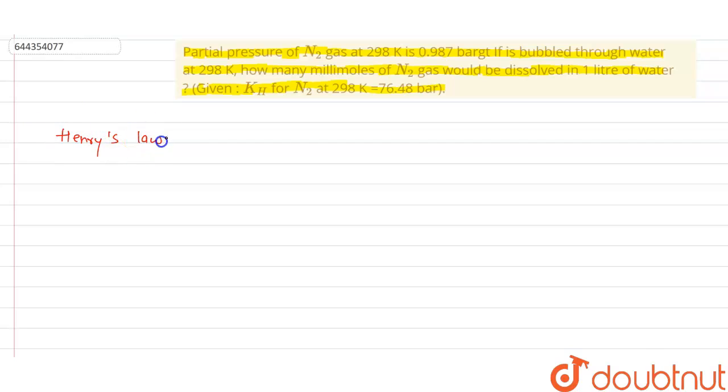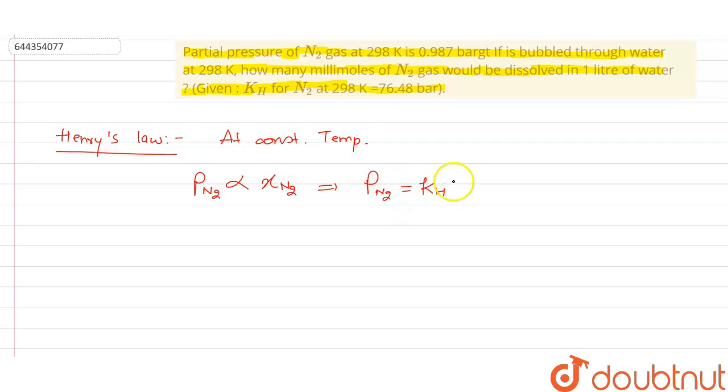So Henry's law is defined as: at constant temperature, the partial pressure of any gas, here N2 we are taking, is directly proportional to the mole fraction of the gas dissolved. On simplifying it, we get the partial pressure of gas is equal to Kh, which is Henry constant, times the mole fraction of N2, because here the gas is N2. Now, first of all, we have to know what is the mole fraction.